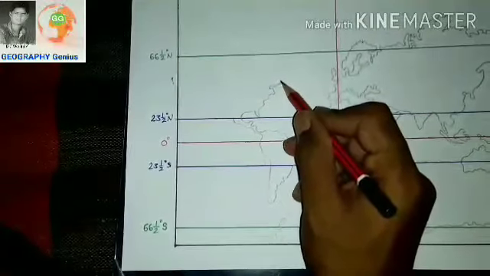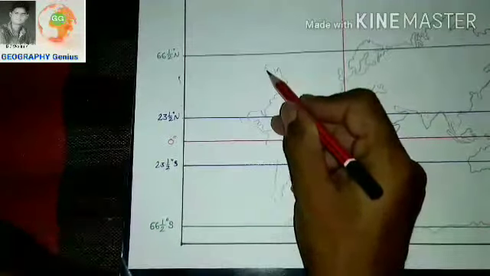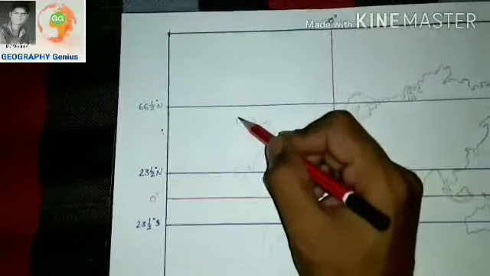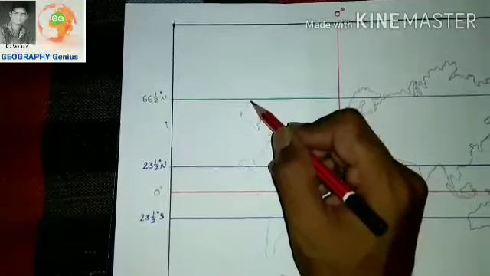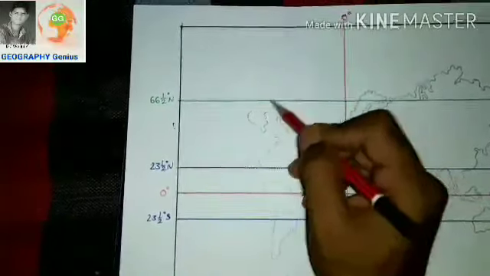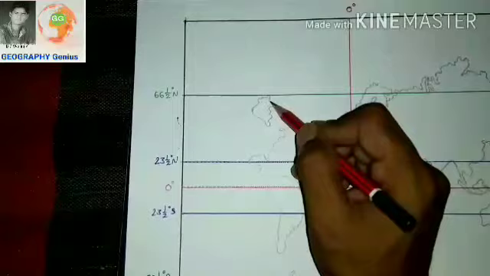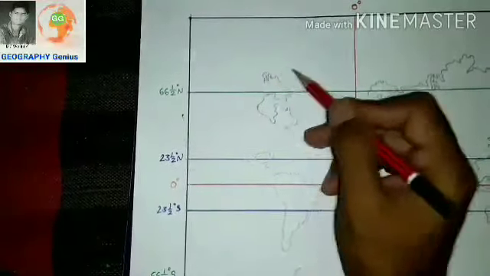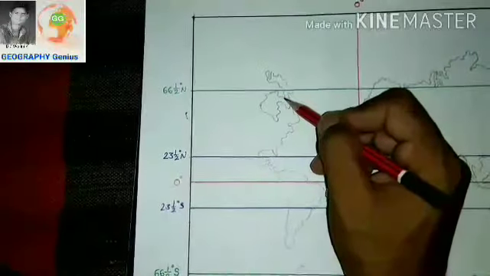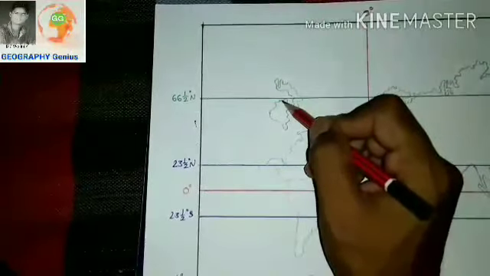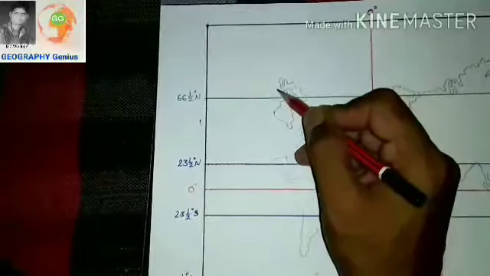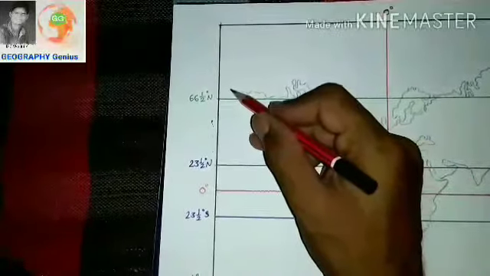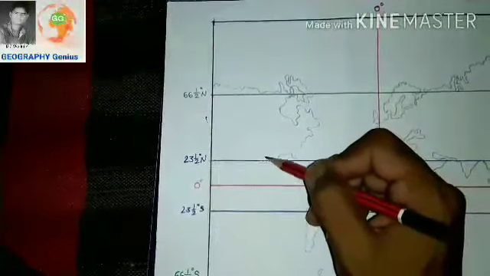North America is located from 23.5 degree north to 66.5 degree north. We give shape easily, and guys, think about what the shape of North America is. If you think about the shape, you can draw this map easily.